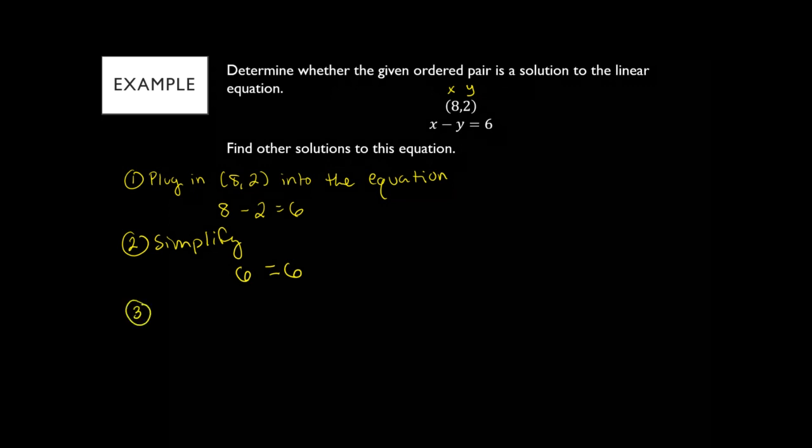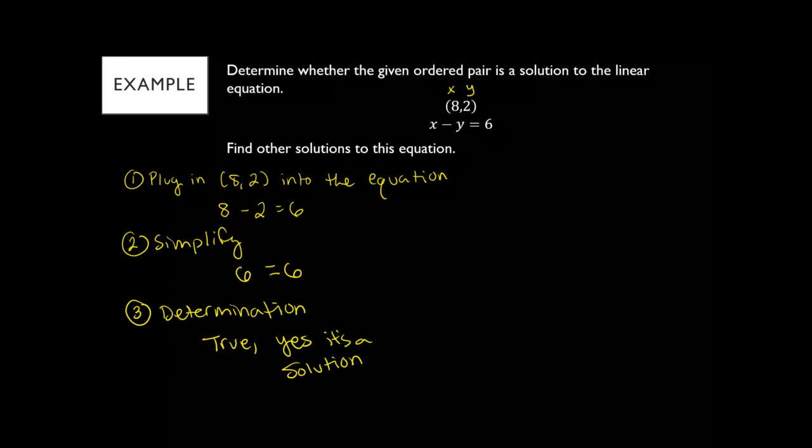And then that is basically your determination. So we got something that's true. 6 is equal to 6. So this means, yes, it's a solution. So a solution, as we've learned in the past, means that when you plug it in, your equation comes out true. So here we plugged this in and our equation came out true. So we have the solution. We have two numbers. We have an x and a y value for our solution.